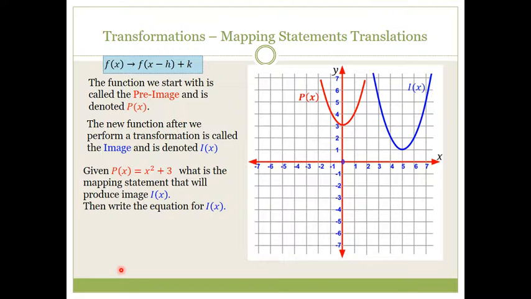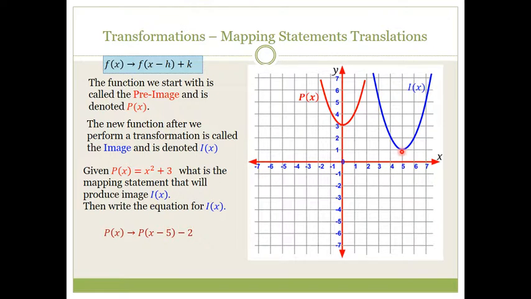All right, so you might see questions written like this. Given that p of x is equal to x squared plus 3, what is the mapping statement that will produce the image I of x? So how do I get p of x to where I of x is? Well, simply we can see that I'm going to have to take this, here's the vertex, I'm specifically looking at the vertex, and how do I get that vertex to line up and be on top of where this vertex is? Well, I can see that I'd have to go to the right 5 and then down 2.